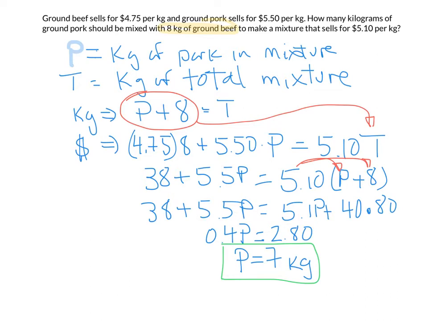So just double checking that, we're going to get 5.1 times 15. So the right side is actually, and I'll just write this over here in the corner, $76.50. And the left side is going to be 5.5 times the 7 kilograms that we have, and that's $38.50 plus another 38, and that's going to be $76.50 as well. So over here we have 38 plus $38.50. So of course we have found the correct amount of pork to add. Let's move on to a couple liquid problems.